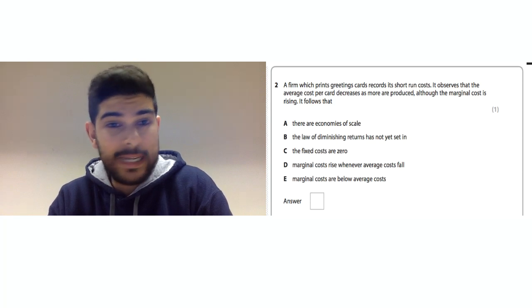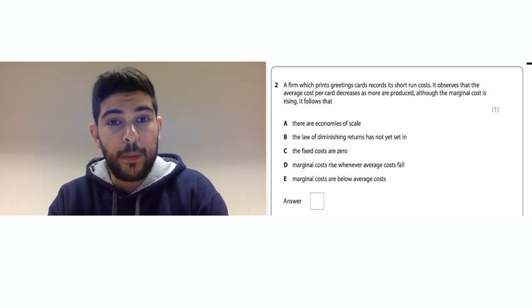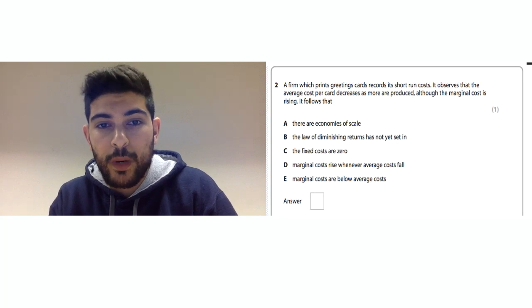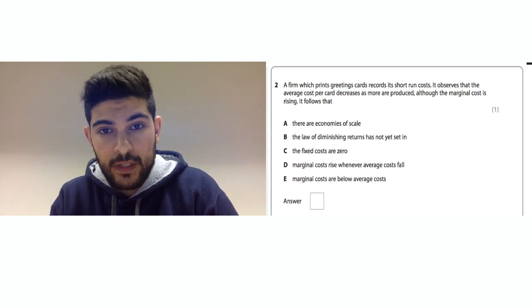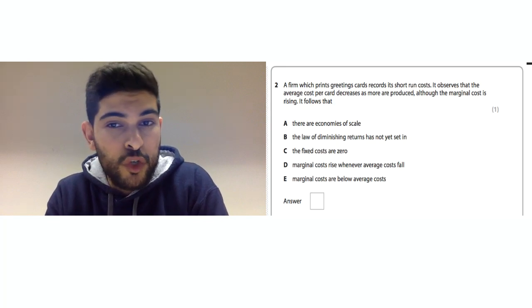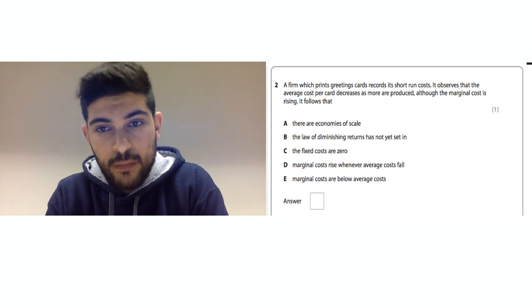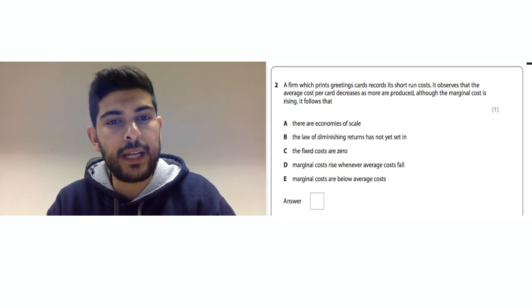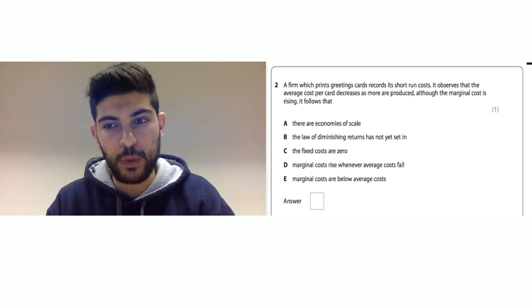Hopefully it's working now. Okay, so just to recap in case you missed what I was talking about. This question that I've got up is June 2016, question number 2 from the edXL spec. It says the following: a firm which prints greeting cards records its short-run costs. It observes that the average cost per card decreases as more are produced, although the marginal cost is rising. It follows that, and we're going through the different options available to us.